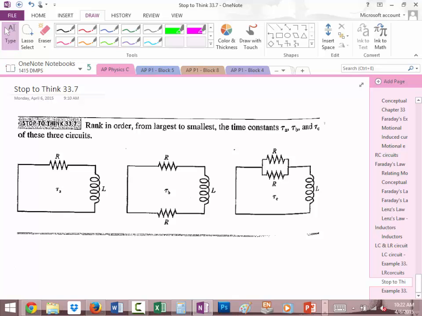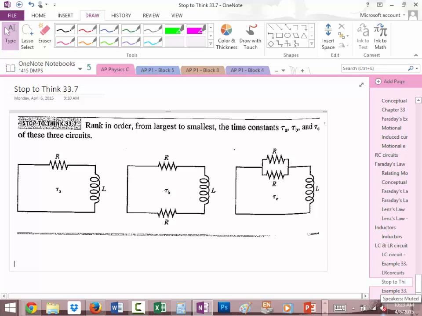Tau is L over R, not R over L. So why don't you think about it by yourself? Don't say anything out loud yet, and then I'll let you discuss, just so that everybody has a chance to think and you're not just coasting.